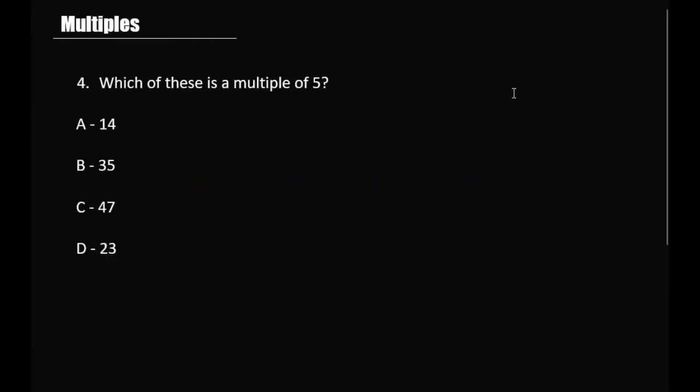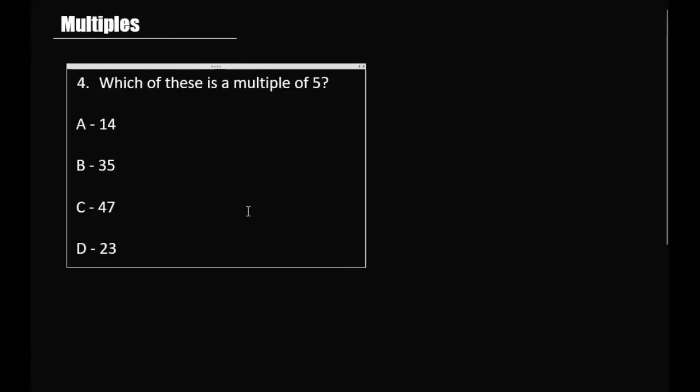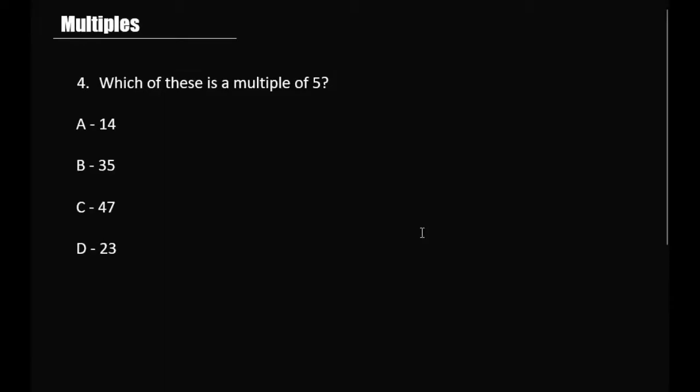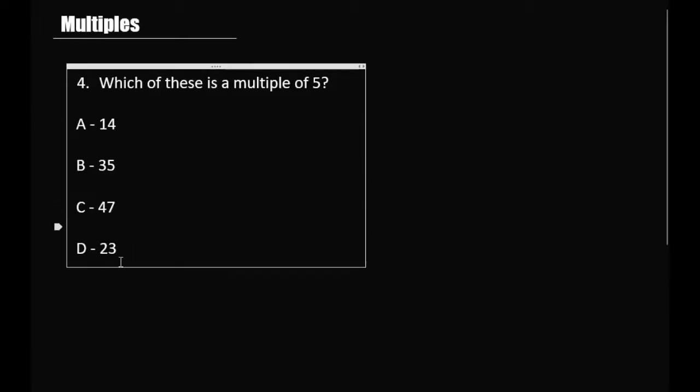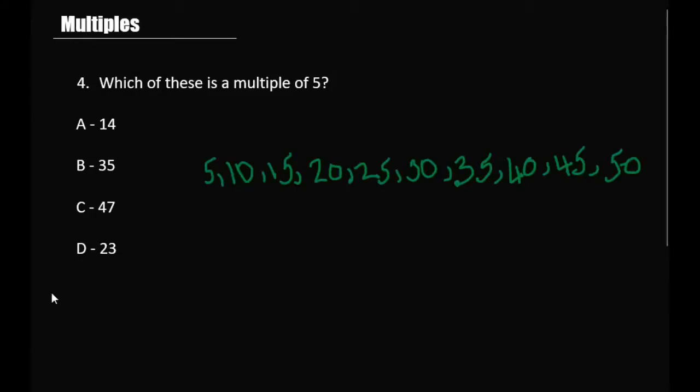Our fourth question is, which of these is a multiple of 5? Now we have to write the multiples of 5 and compare which of these is and is not a multiple. So now that we have all the multiples of 5 written down, we're just going to see which of these is and is not a multiple of 5.